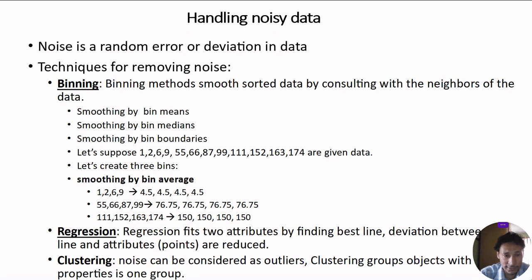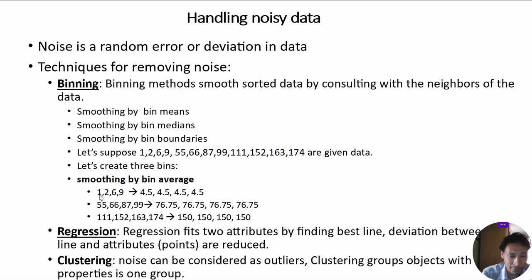Here I provided a simple example. Let's suppose we have these values 1, 2, 6, 9, 55, 66, and we can see that these values are fluctuating. So what we can do is create 4 bins containing 4 items each, and we will replace the values in each bin by the average.